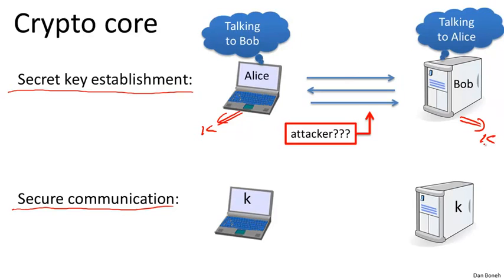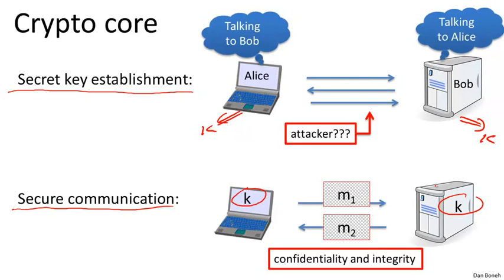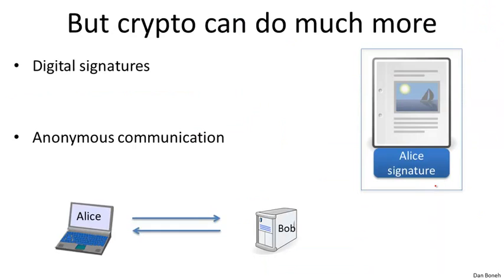Now, once they have a shared key, they want to exchange messages securely using this key, and we'll talk about encryption schemes that allow them to do that in such a way that an attacker can't figure out what messages are being sent back and forth, and furthermore, an attacker cannot even tamper with this traffic without being detected. In other words, these encryption schemes provide both confidentiality and integrity. But cryptography does much more than just these two things, and I want to give you a few examples of that. So the first example I want to give you is what's called a digital signature.